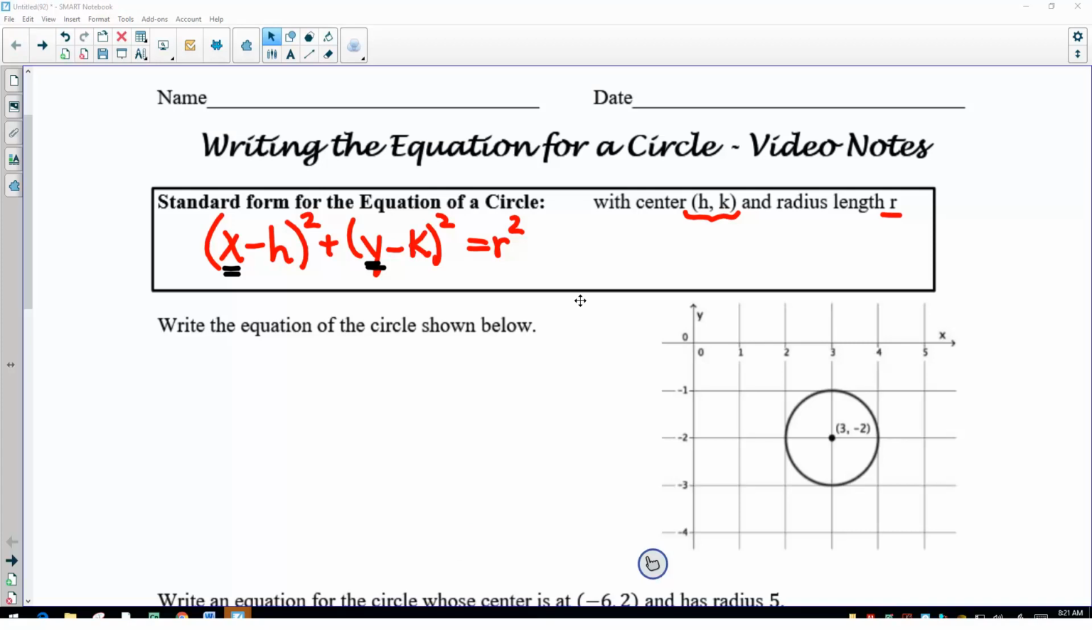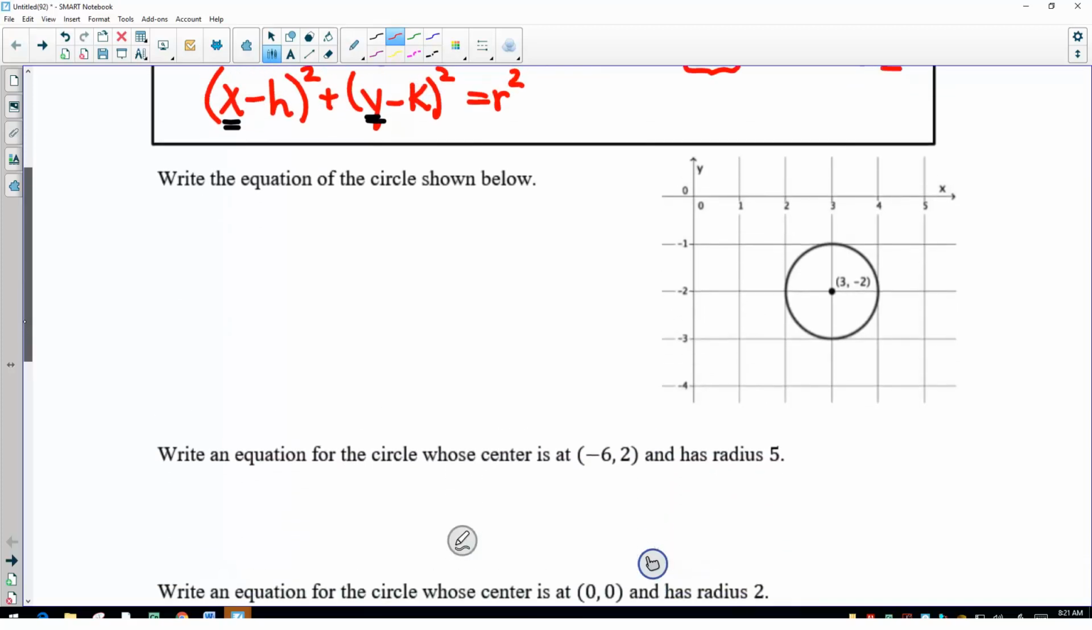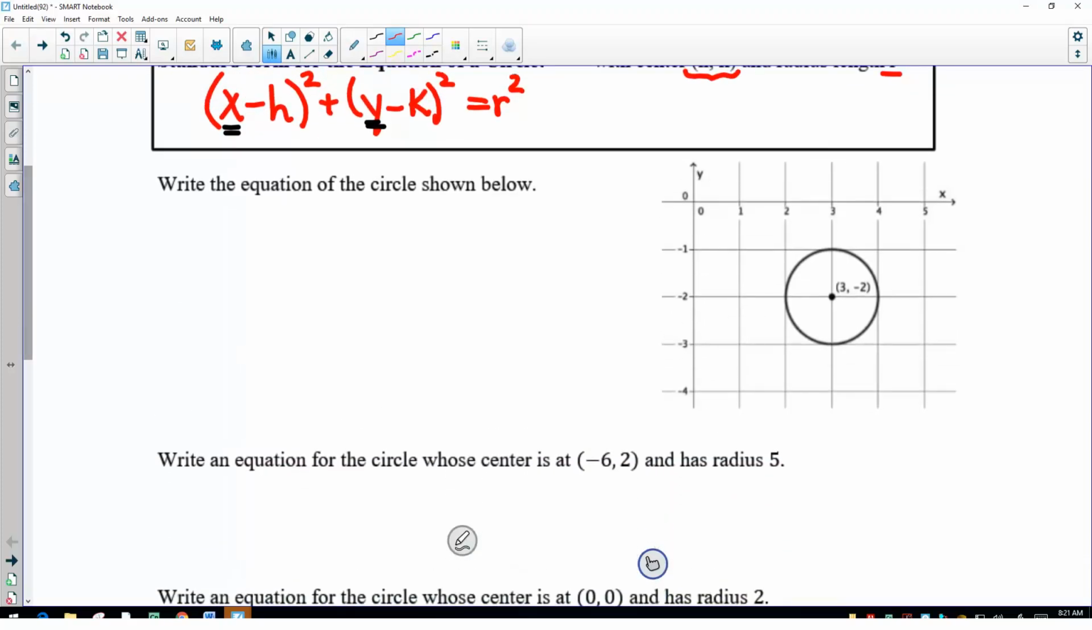So we're going to look at the problem on the side where it says write the equation of the circle shown below. So to our right, we have a picture, and I see this circle, and I'm seeing that it's telling us our center is located at 3, -2, and the only other thing we need to know is the radius length, the distance from the center to the edge of the circle. And looking at it graphically, I can see the radius has a length of 1.